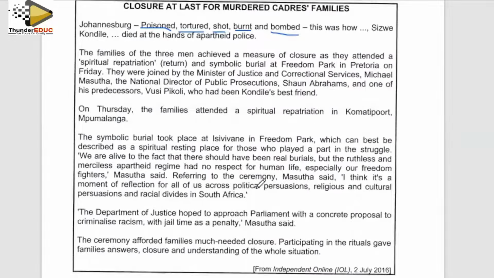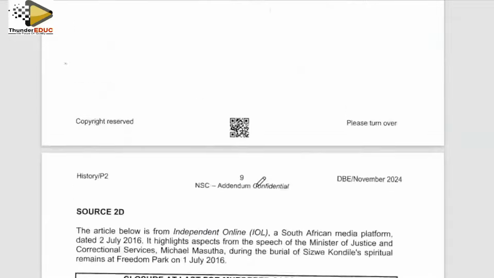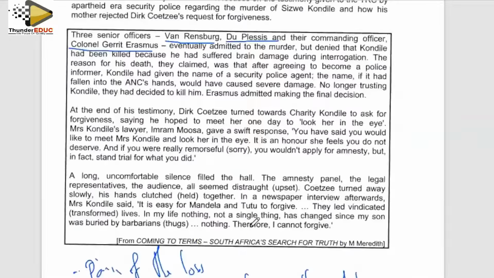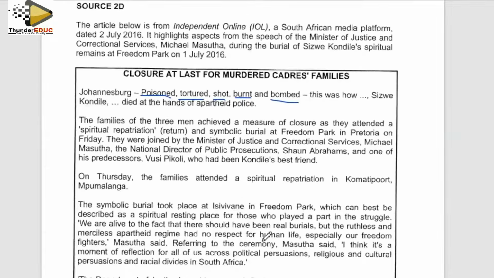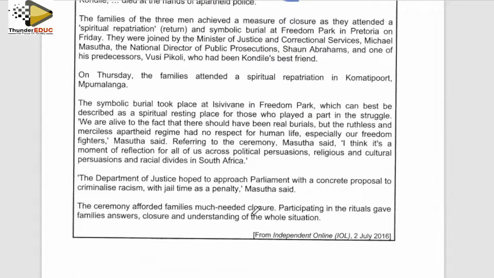In source 2B: Therefore, I cannot forgive. And then what happens here? This one talks about rituals giving families, participating in the rituals gave families answers, closure, and understanding of the whole situation, which means that it is differing. This one has got a positive aspect. Families are getting answers. They're getting closure. They're getting to understand the whole situation.